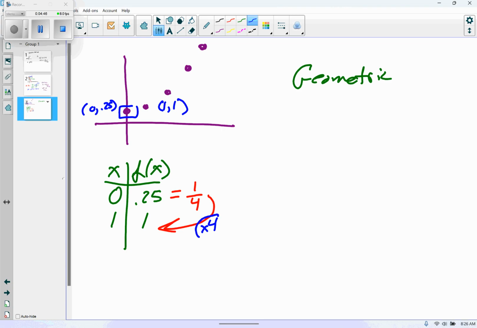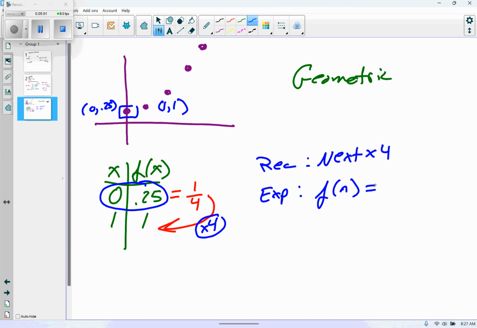So this is our growth. We have the 0 thing. So our recursive function is going to be next times 4. And our explicit function is going to be f at n equals, so we have our first term, it's at 0, so I have 0.25. I have my growth factor of 4, and because it starts at 0, I can just use n, so that's my equation.